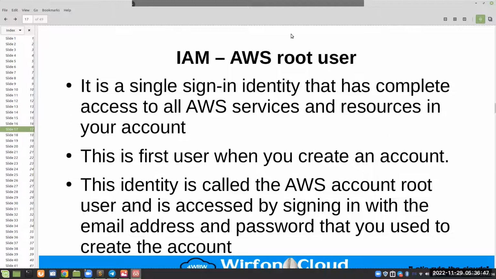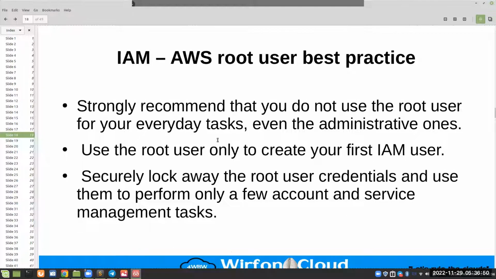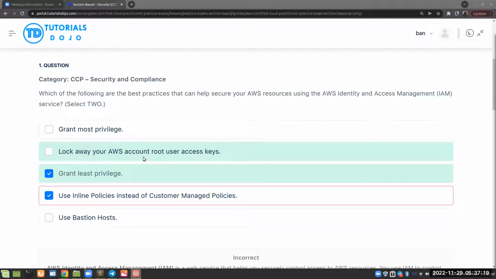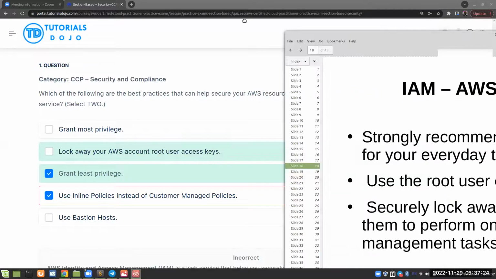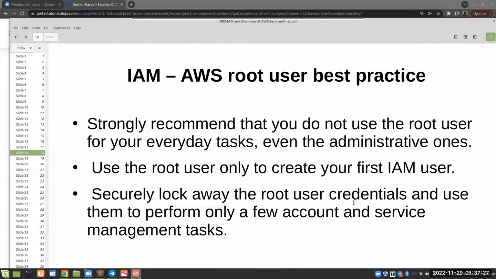So if you look at IAM best practices, it is strongly recommended that you do not use the root user for your everyday tasks, even the administrative user. Use the root user only to create your first IAM user. Securely lock away the root user credentials and use them to perform only a few account and service management tasks. So this is almost in line with this part of the question: lock away your AWS account root user access keys.